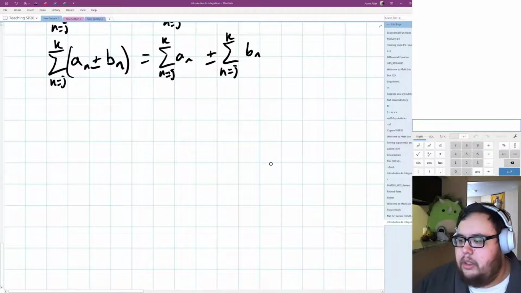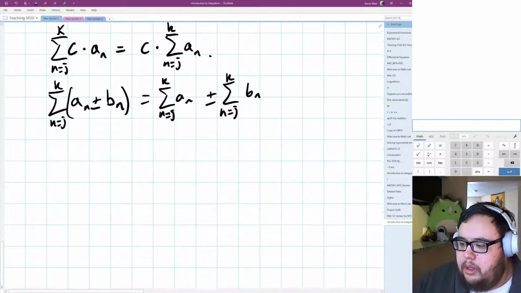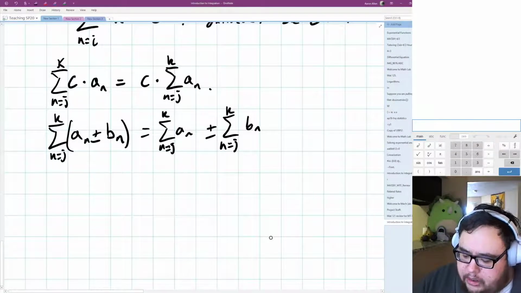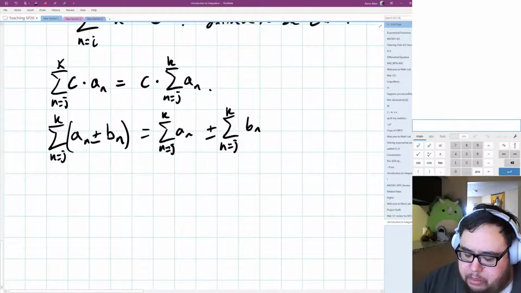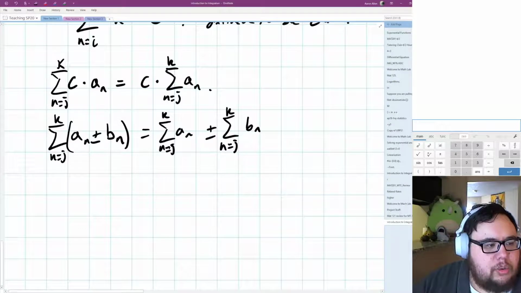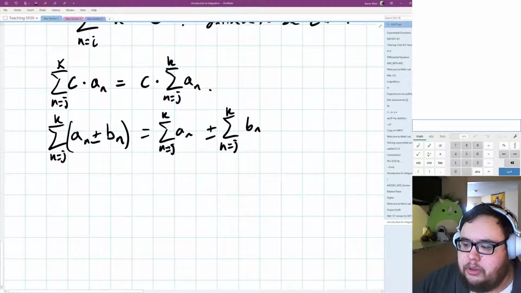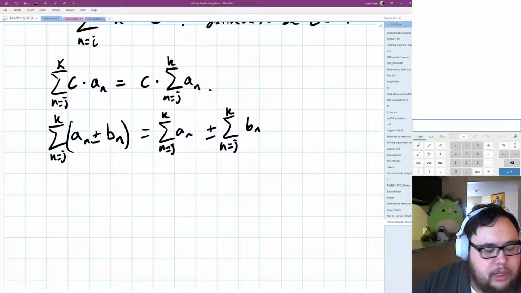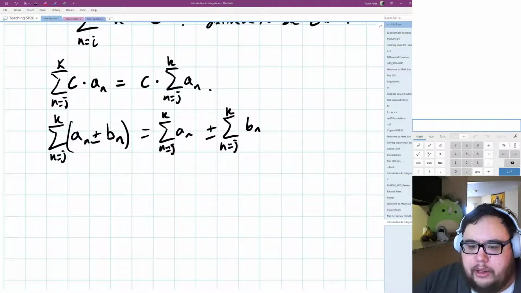Okay. Note that if you have the product of two sequences, then you can't break it up across products. This only works across addition and constant multiples, because those are things that we could factor out of every single term, right? And you're not able to reorder around multiplication.